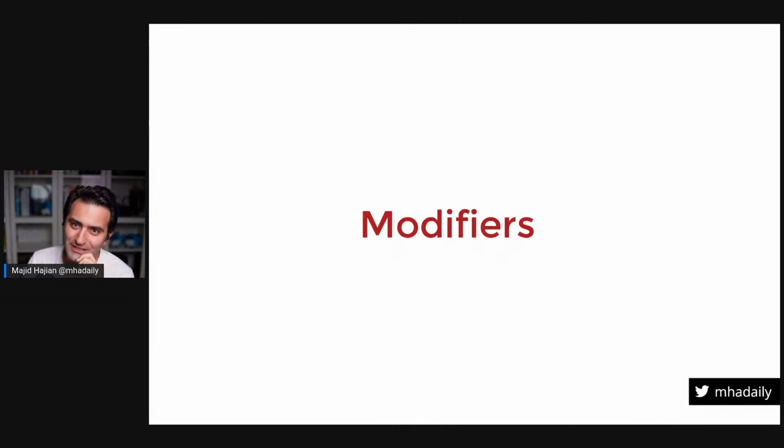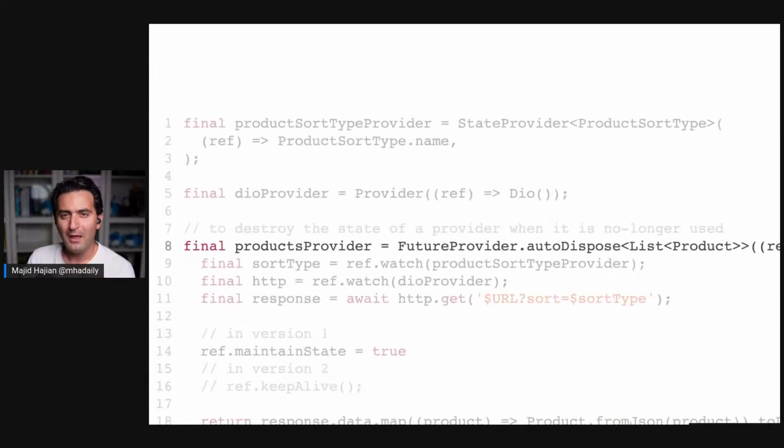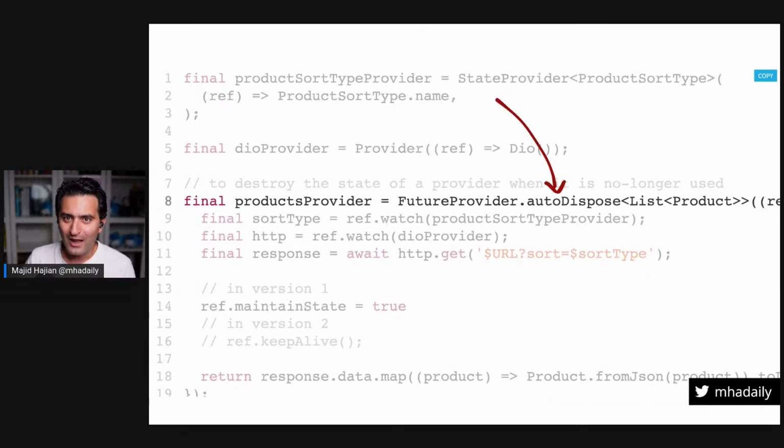Modifiers. There are two interesting things that I'm going to mention right now, pretty advanced ones too. Many times you may not need to keep a state when something goes wrong or when you leave a page, and you want to come back to the page and reload everything. Or when it's failing, you just want to dispose of everything, no state. Future provider and stream provider come with a modifier named auto dispose, which automatically destroys the state of a provider when it's no longer needed.